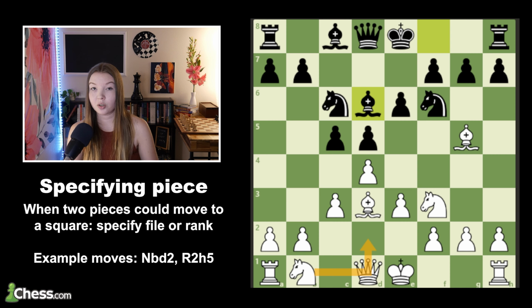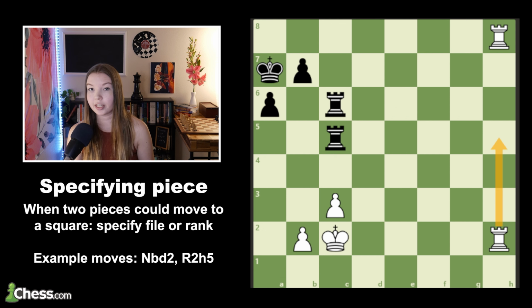Sometimes you'll have a situation where the same piece, for example, two knights, can both jump to the same square, and you have to specify which one. So we usually do that with the file that the piece is on. So for example, knight B D2, so the knight that was on the B file is going to D2. If those pieces are on the same file, then you'll use the rank number instead. So for example, rook 2 H5.